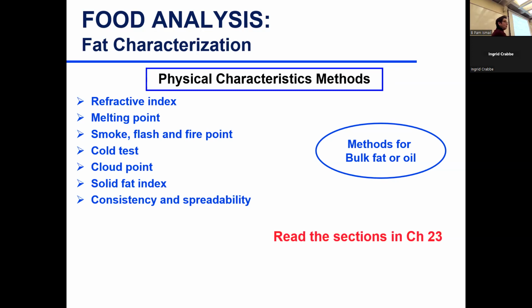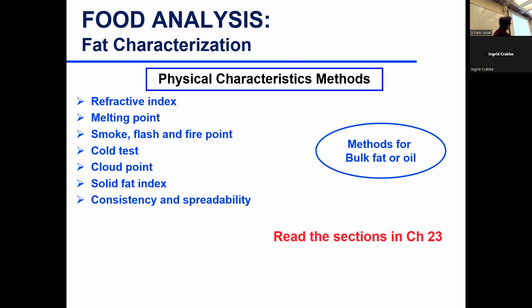Melting point, it's important to know, as if we are, let's say, working with solid fat, we need to know the melting point, because that helps us in determining the effect of different processing conditions on the melting of your fat.